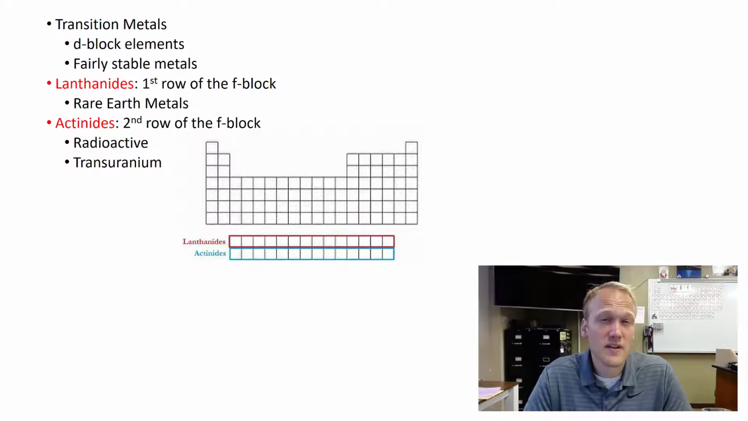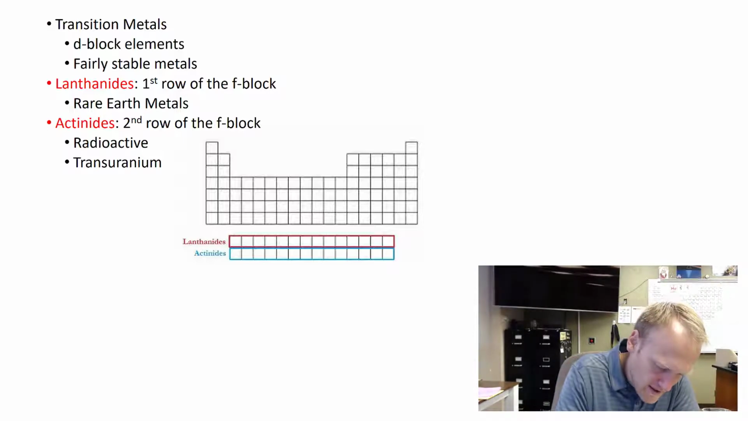Before we get started with the names of the families, let's talk about a couple other locations on the periodic table. We have the transition metals, which are here in the middle between S and P block, which is the D block. And then the F block actually has series names. So the lanthanide series is the top row of the F block, and the actinide series is the bottom row. The reason we call them that is because the first element of the lanthanide series is lanthanum, and the first element of the actinide series is actinium.